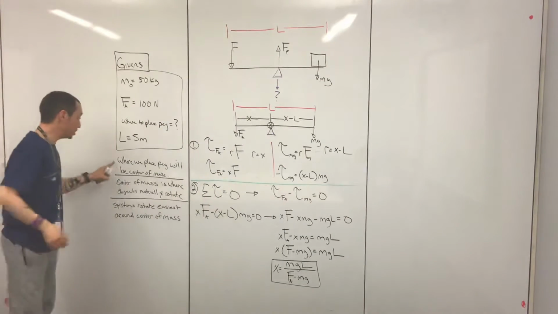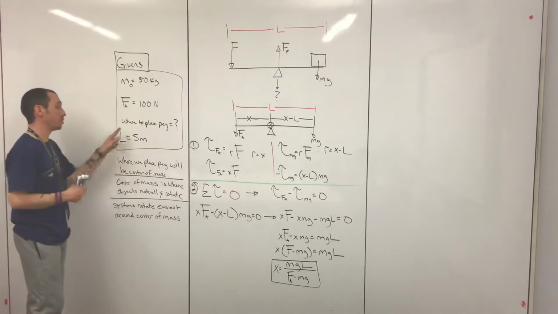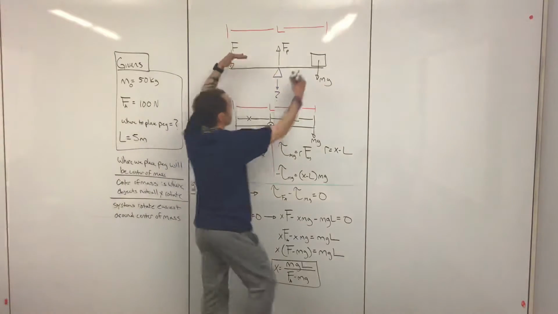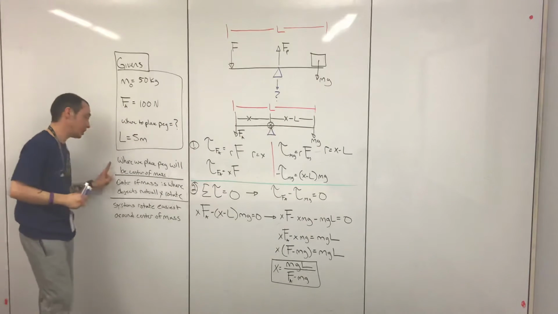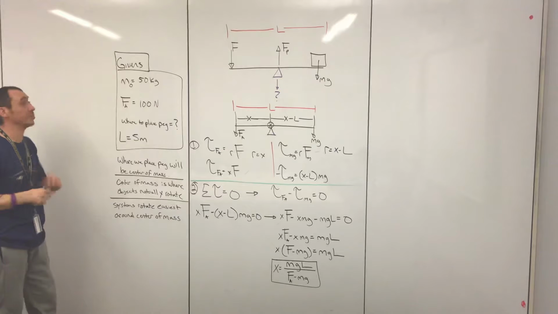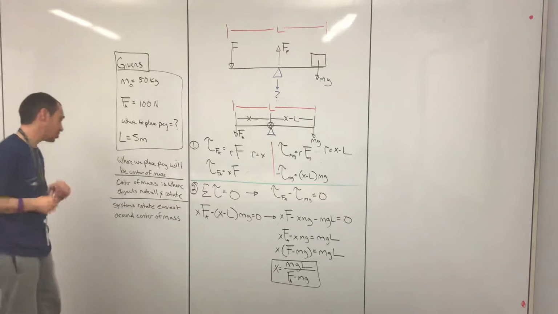Well, we want to know where to place that peg in order to rotate this thing, right? Make this more efficient. We know that wherever we place this peg will be the center of mass. Well, why is that important? Well, the center of mass is where objects naturally rotate.